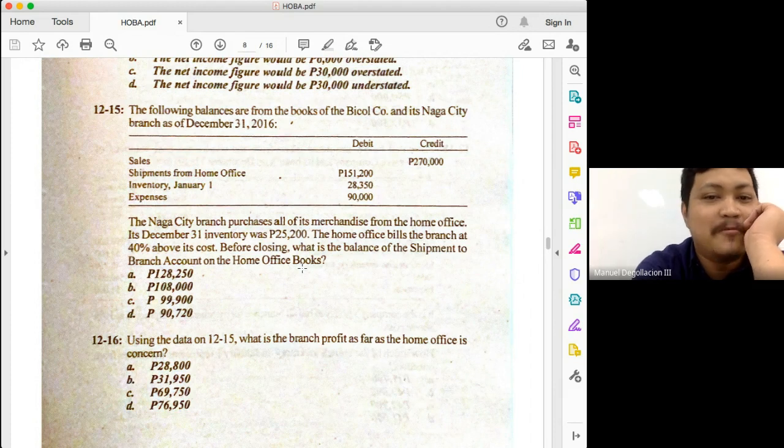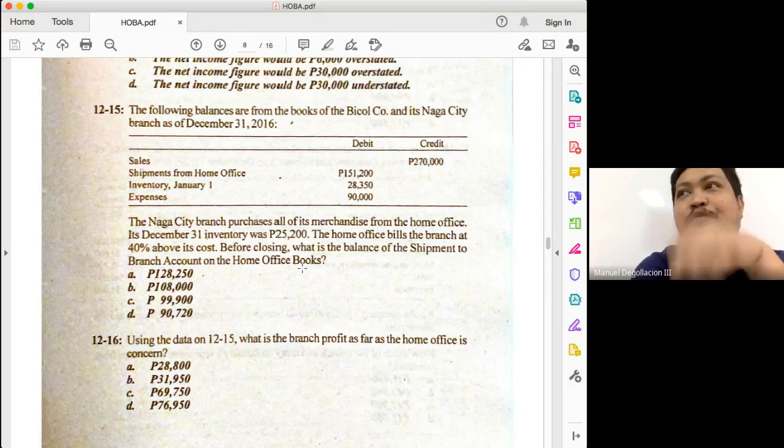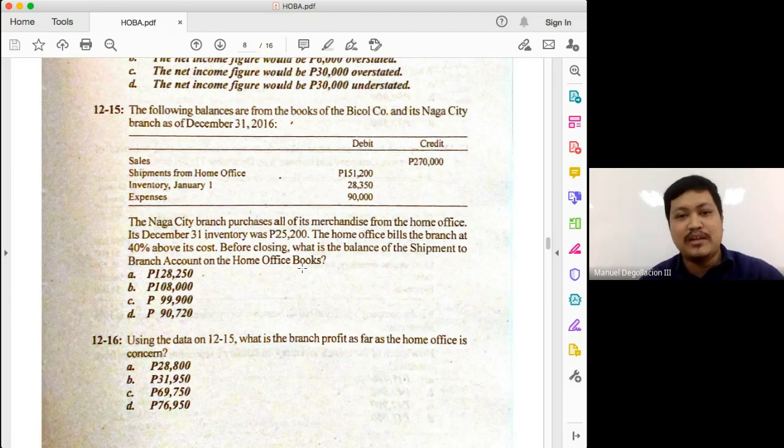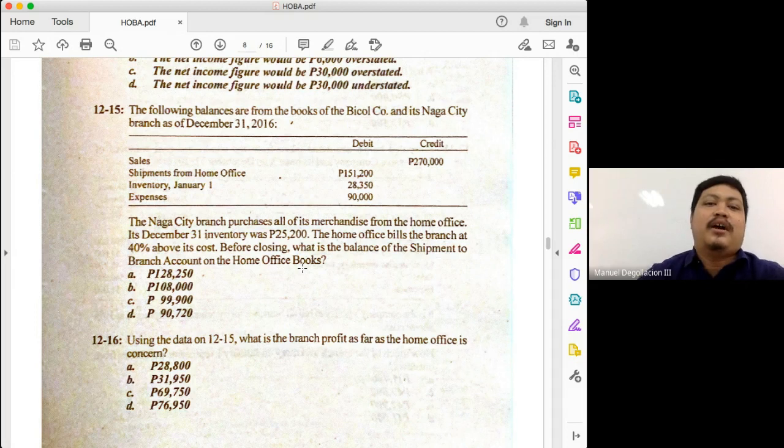So what do we do? We use the 40%. What does the 40% represent, class? This is the markup rate. So we expect the 40% to be the difference between the shipments to branch and the shipments from Home Office. Remember, the difference between the shipments to branch and the shipments from Home Office would simply be the markup. Okay? So what do we do? We divide 151,200 by 140%. How much will that give you?